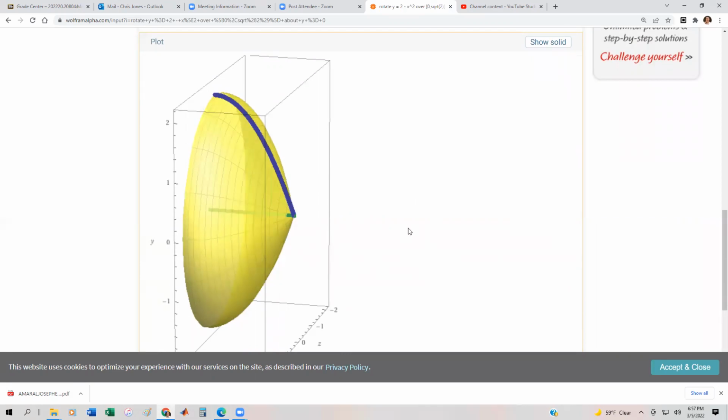Okay, all right, so those are another example of being able to work with these volumes of revolution. All right, so next video, we're going to take a look at another one of higher difficulty.